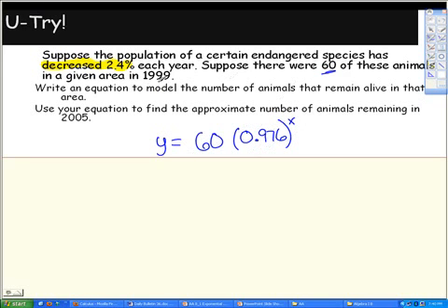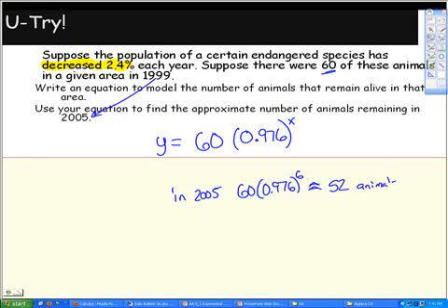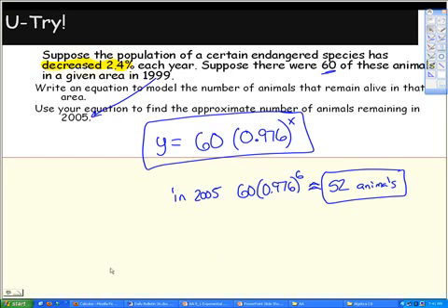Now they want to know what's going on 6 years later. We go from 1999 to 2005. So in 2005, there should be 60 times 0.976 to the 6, because that's 6 years later, of these animals alive. So let's see what that is. I've got my calculator here. 60 times 0.976 to the 6th power. I'm getting about 51.86. So let's call that about 52 animals. So I've got my prediction for 2005 and I've got my function, both things they asked for. How'd you do?